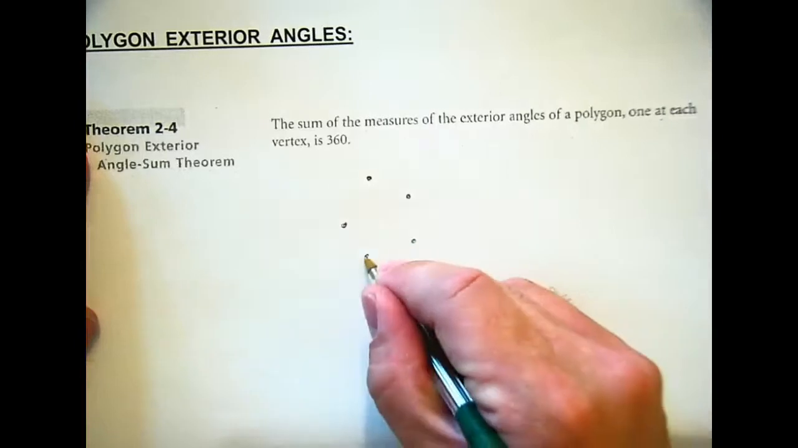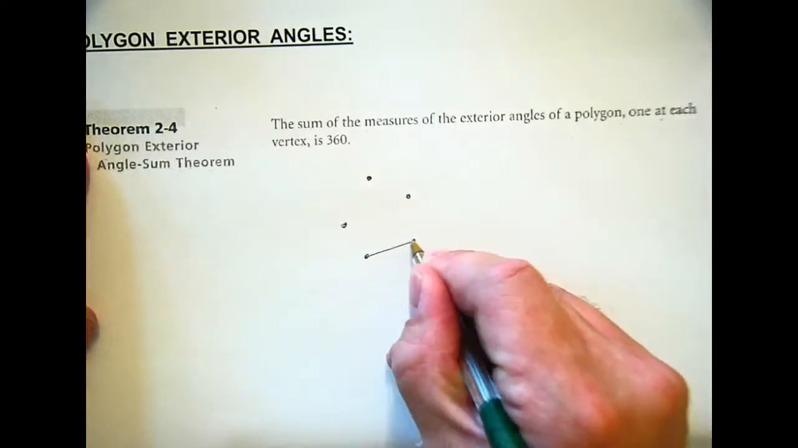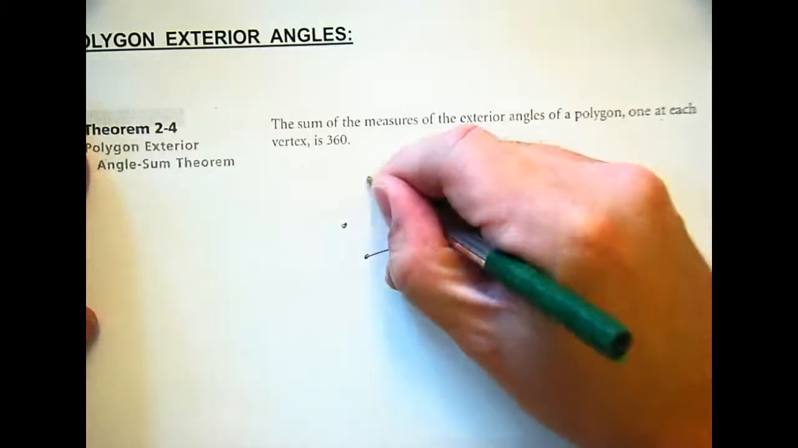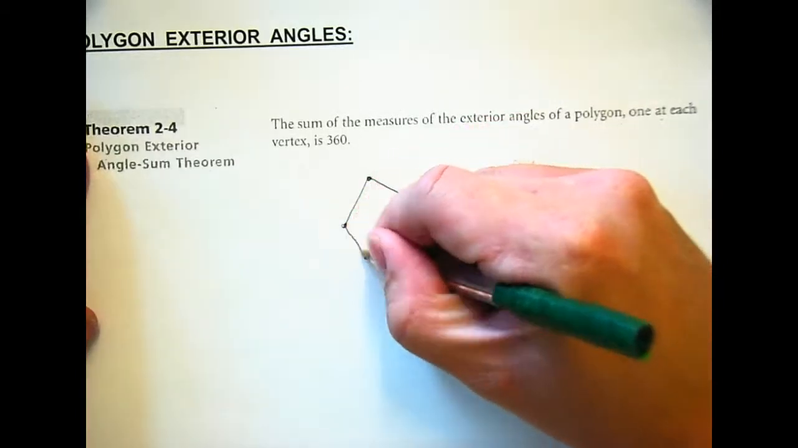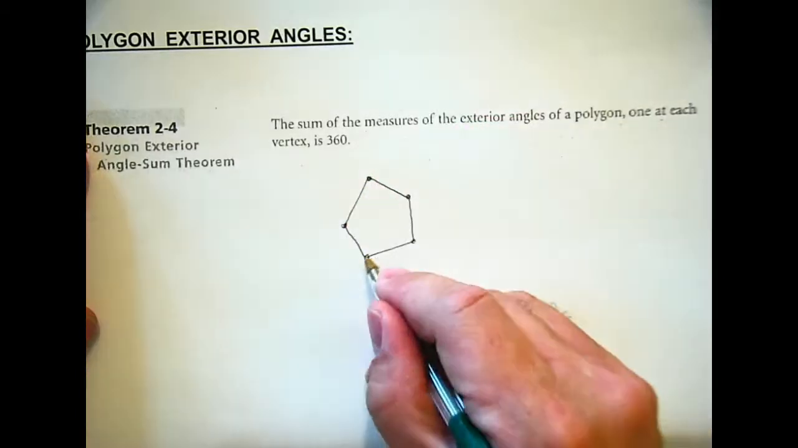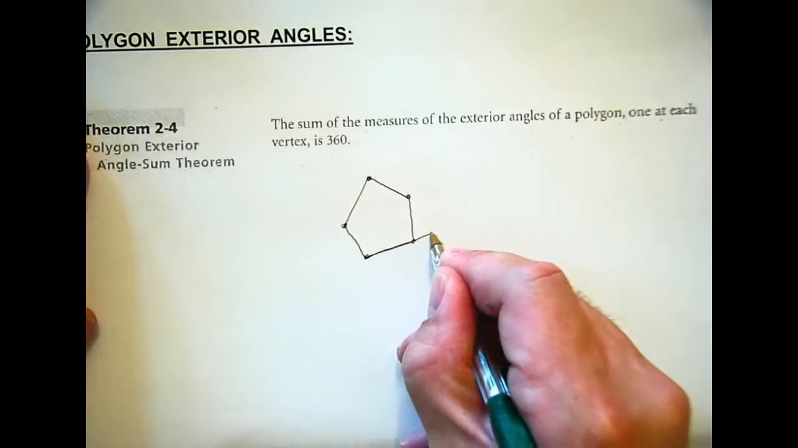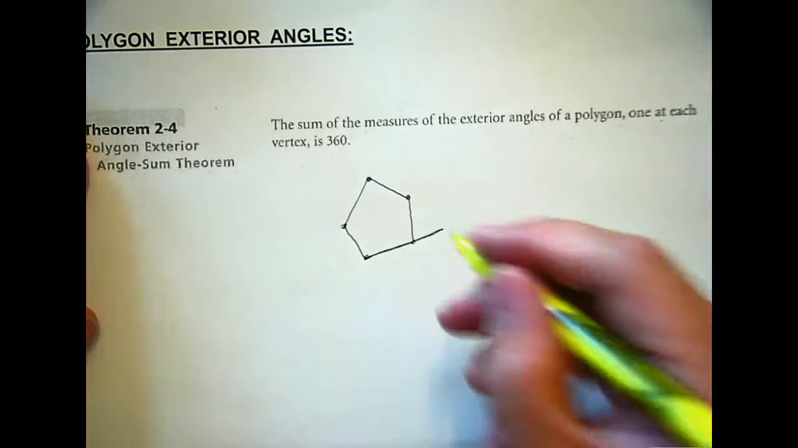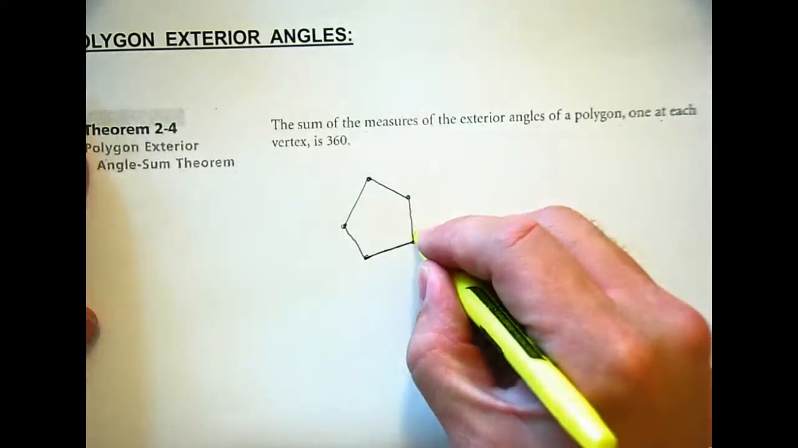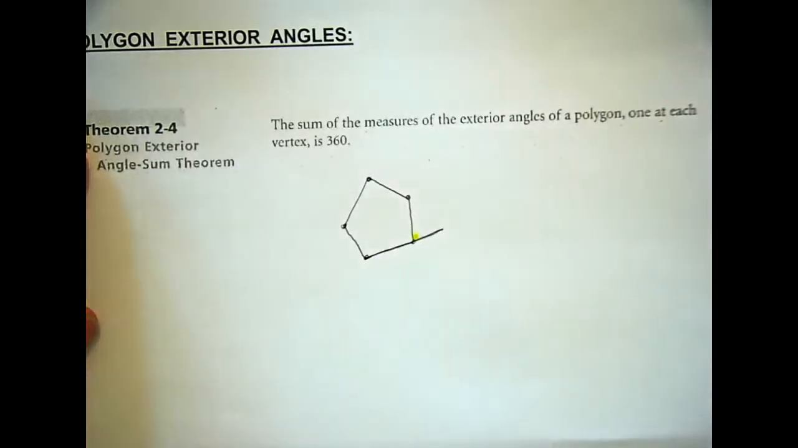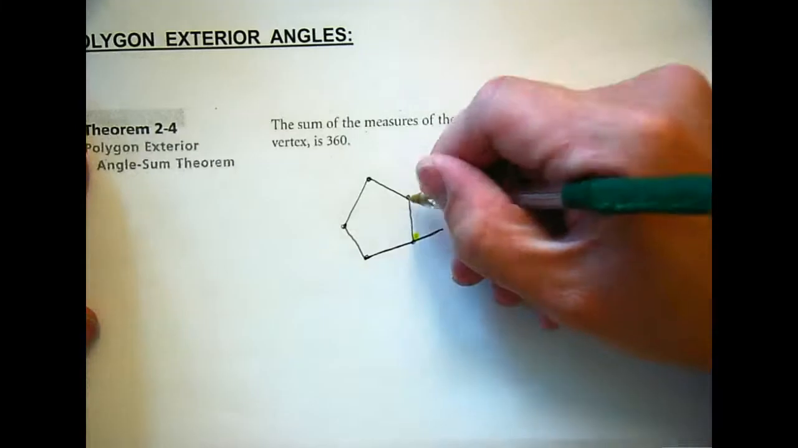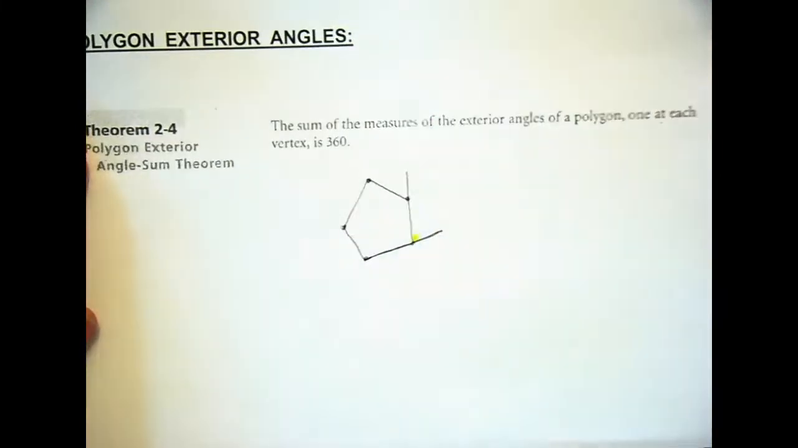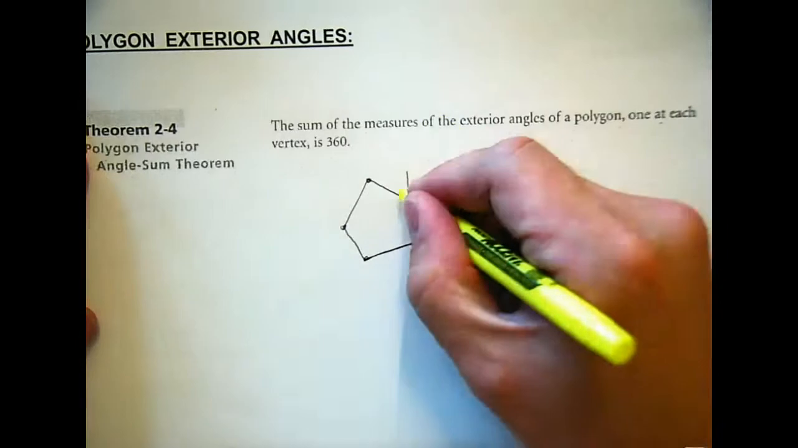So just to take that in, if I have my pentagon again, and on my pentagon I extend my sides, this says the sum of the measures of the exterior angles. An exterior angle would be, say, if I extend this line out, this angle right here is an exterior angle. If I extend this side out, this angle right here is an exterior angle.